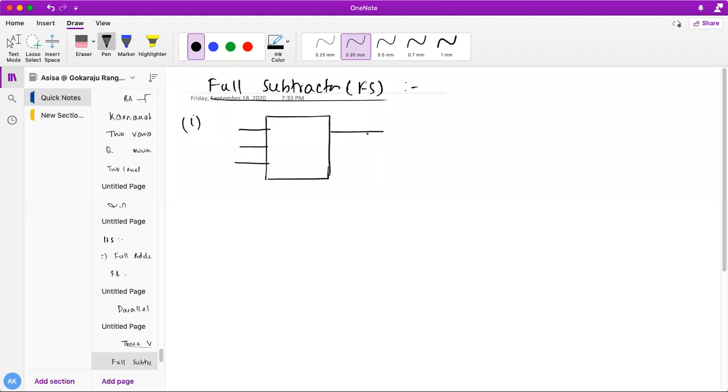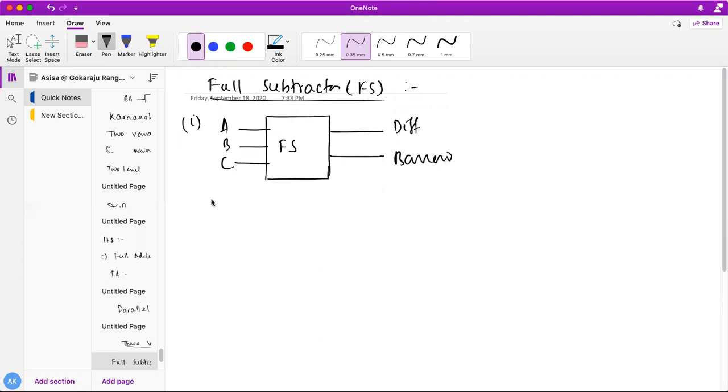So this is my full subtractor, which requires three binary bits A, B, and C. You can give any name, capital A, B, C or small a, b, c, anything. We have already been using capital A, so I'll put capital A, B, C. And this will be my difference, and this is my borrow output.